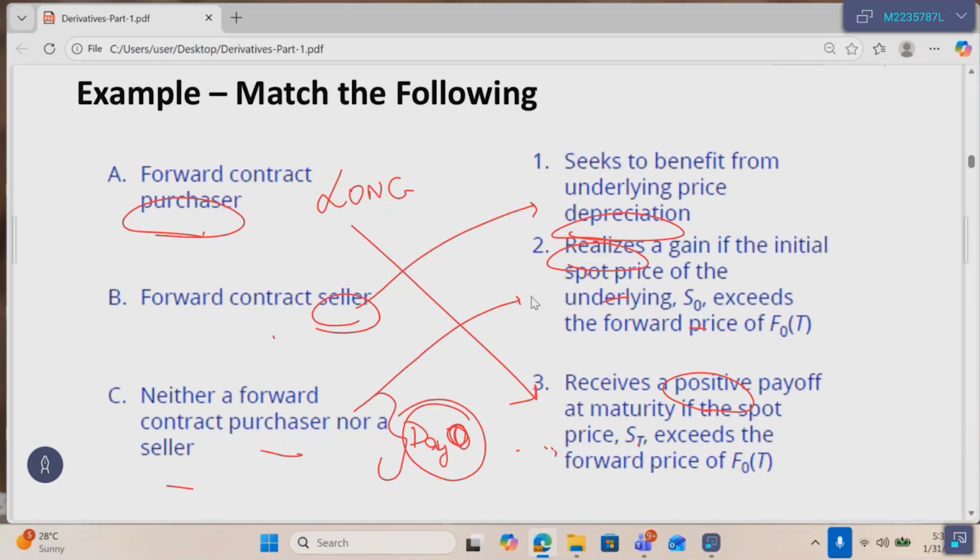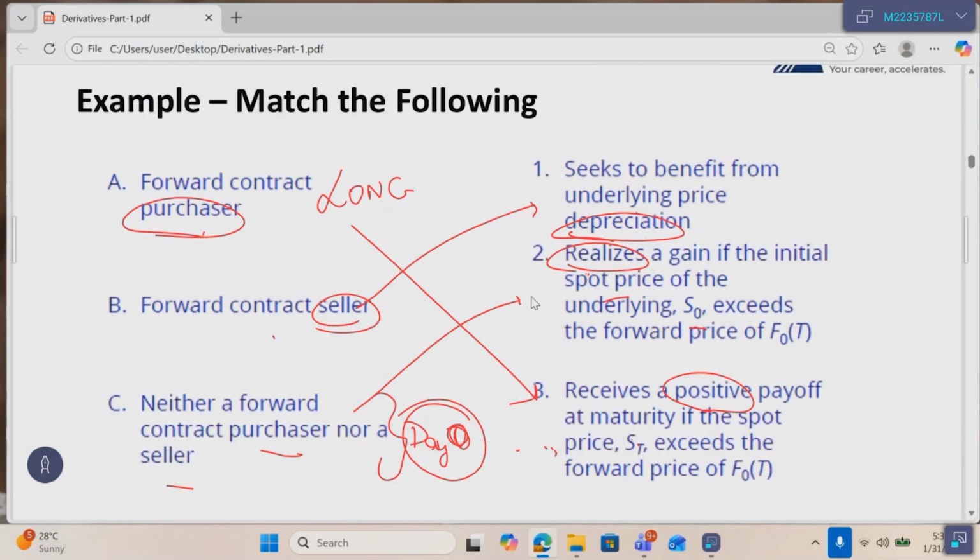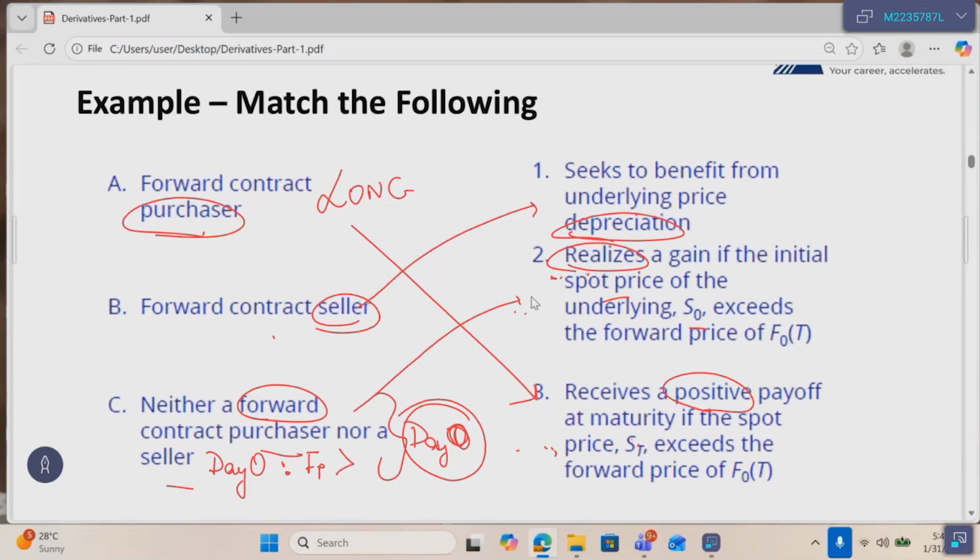Sir, can you explain part C? So part C, basically you're saying, neither forward purchaser nor seller realizes the gain if the initial spot price exceeds the forward price. Now, when you enter into a forward contract on day 0, the forward price is going to be either greater than or less than the spot price. That's in your forward contract.